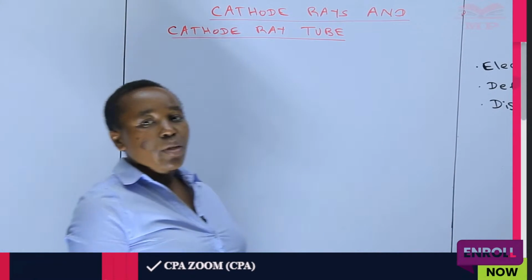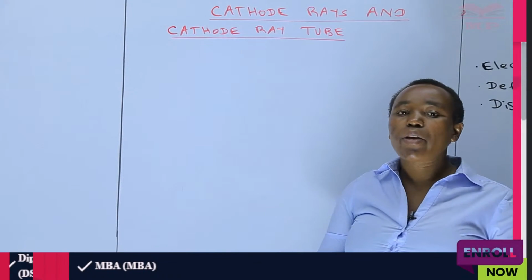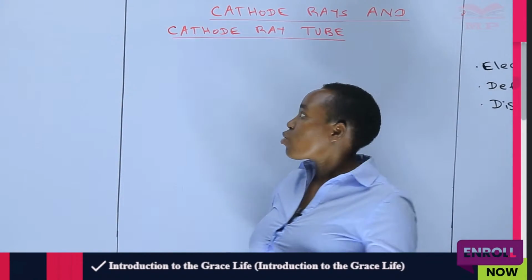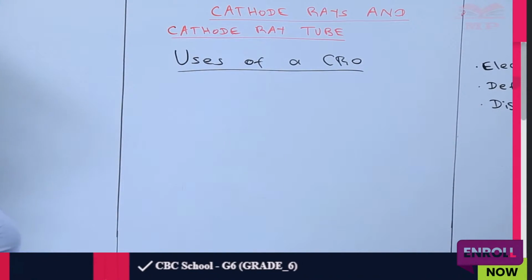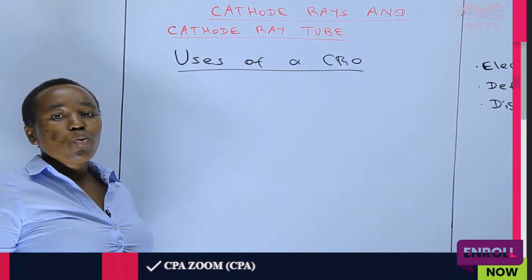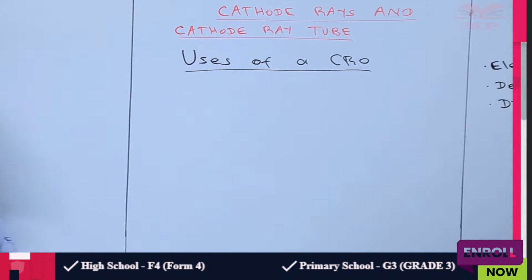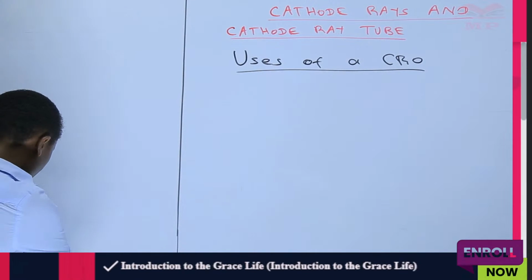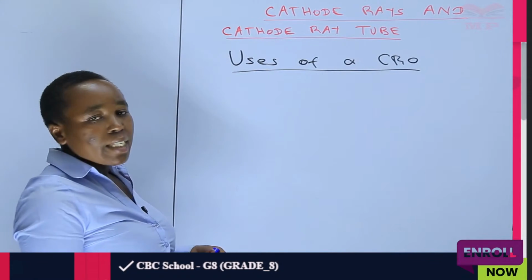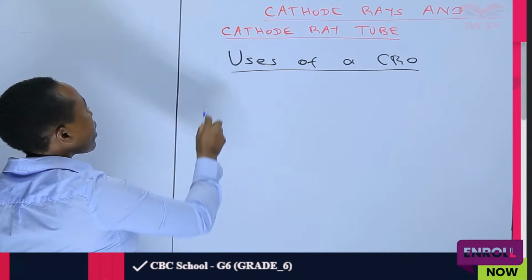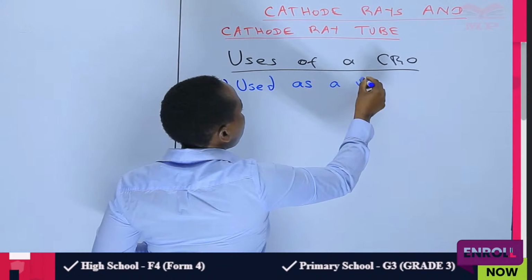So during our lesson today, we continue with the cathode ray oscilloscope, but now we want to look at the uses of a CRO, uses of a cathode ray oscilloscope. And we are going to look at 2 major uses of a cathode ray oscilloscope. We are going to explain each one of them. So one of the uses of a cathode ray oscilloscope is used as a voltmeter. So number 1, used as a voltmeter.